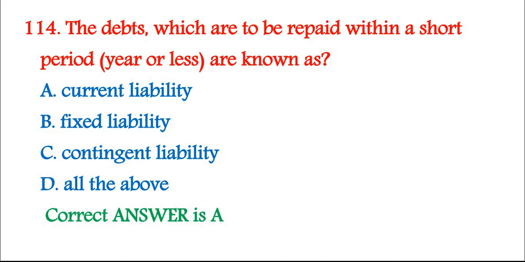114. The debts, which are to be repaid within a short period, year or less, are known as A. Current liability. B. Fixed liability. C. Contingent liability. D. All the above. Correct answer is A.